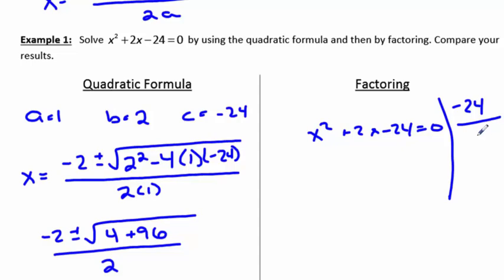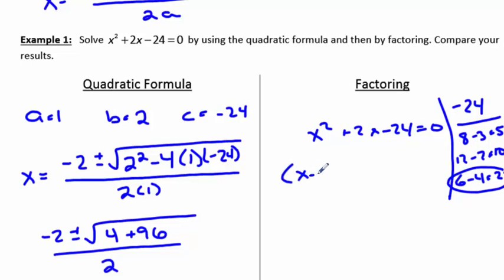Let's try a couple things that go into 24. I know that 24 is 8 and 3. 8 minus 3 is 5, so that doesn't work. It gives us a 5 instead of a 2. I know that 24 is 12 and 2. That gives us a 10. Doesn't work either. And I know that it's 6 and 4. 6 minus 4 gives us 2, so this pair works.